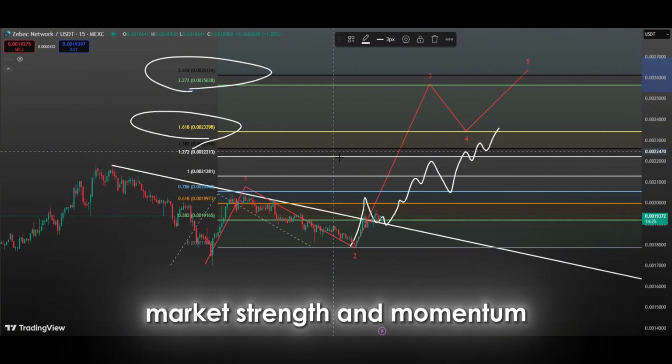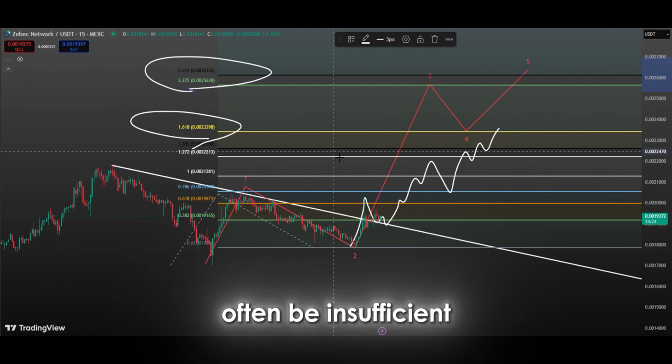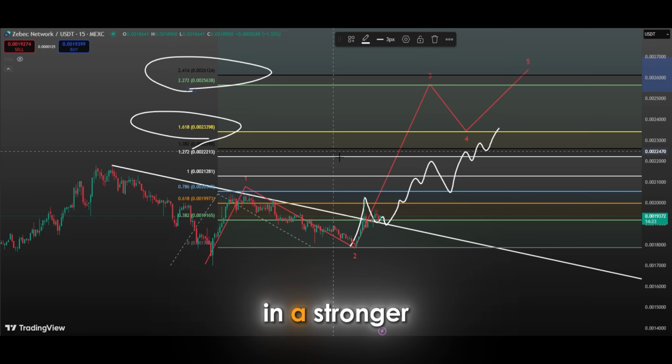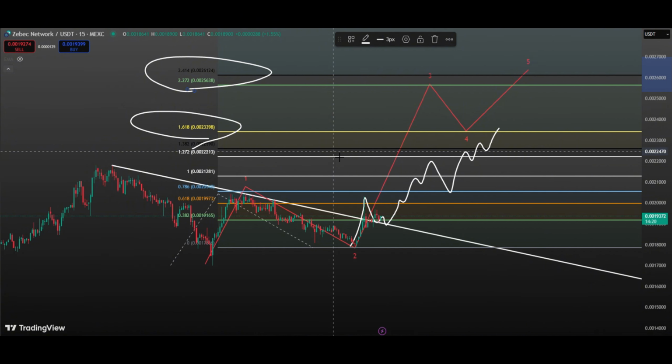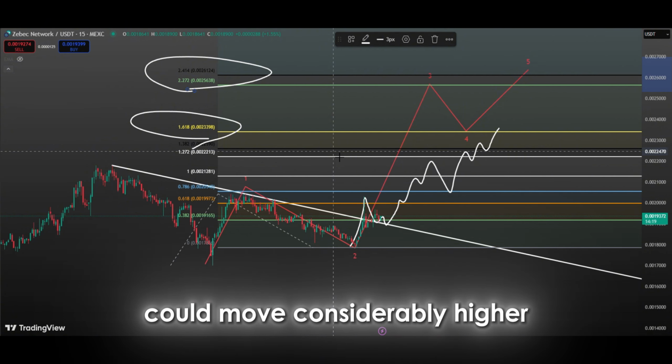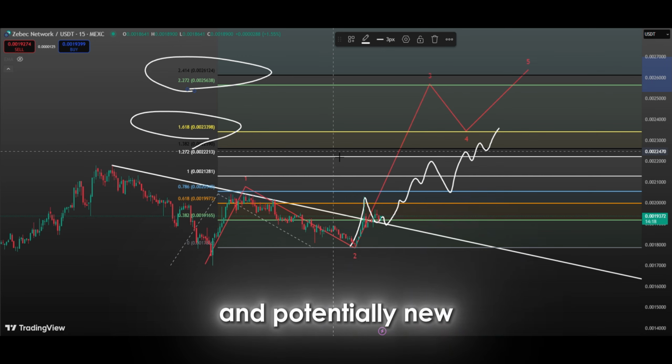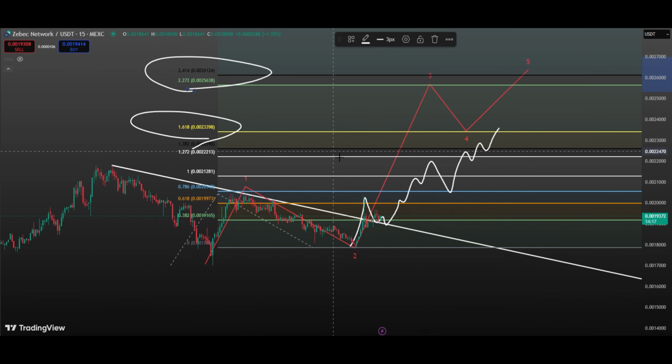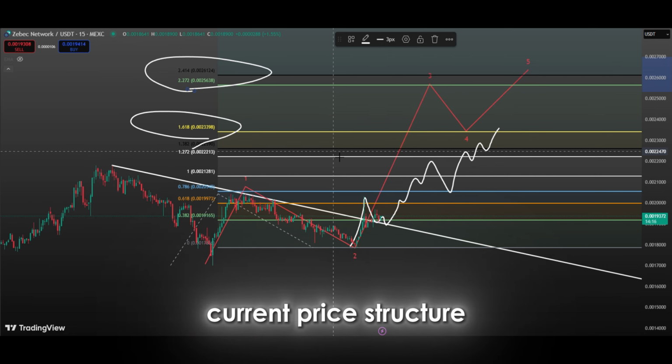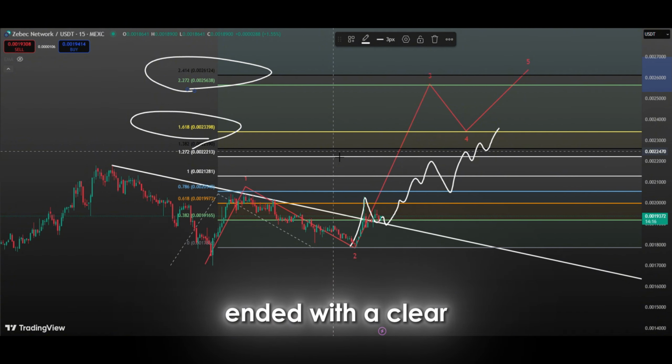However, depending on market strength and momentum, this level may often be insufficient. In a stronger third wave structure, the target level could be extended to 2.272 or 2.618. This suggests that the price could move considerably higher from current levels and potentially new highs could be on the agenda. Looking at the current price structure, we see that the first wave ended with a clear upward move, and the second wave that followed was more of a corrective nature.